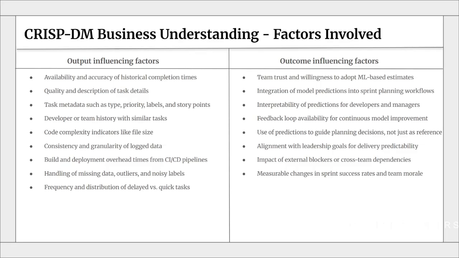So, the factors involved. We have two main factors. One is output influencing factors. The other one is outcome influencing factors. The output influencing factors include accuracy of historical completion time, quality of description of task detail, and story points, priority labels, type, whether it's a bug or a feature request, and developer or team history with similar tasks, code complexity indicators such as file size, commit size, and the build and deployment overhead through the CI/CD pipeline.